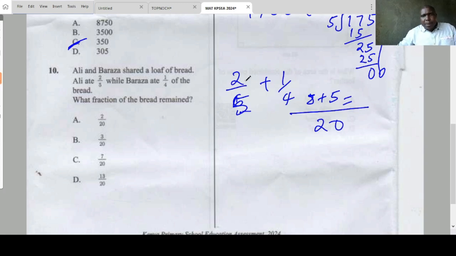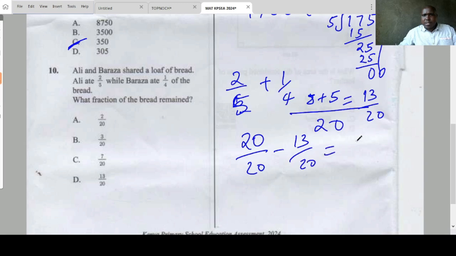This is 5. 2 over 5 plus 1 over 4, the LCM is 20. 5 goes to 20 how many times? 4 times. 4 times 2 is 8. 4 goes to 20, 5 times. So 8 plus 5, that is 13 over 20. So they have eaten 13 over 20. The whole bread is 20 over 20. Subtract 13 over 20. What remains is 7 over 20. That is what remains.